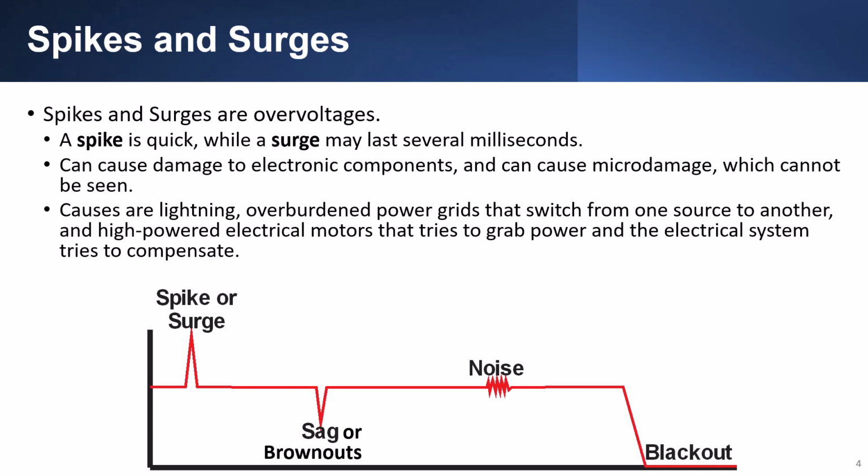Spikes and surges are overvoltages. A spike is quick while a surge may last several milliseconds. It can cause damage to electronic components and it can cause microdamage, which cannot be seen. Causes are lightning, overburdened power grids that switch from one source to another, and high-powered electrical motors that try to grab power and the electrical system tries to compensate.